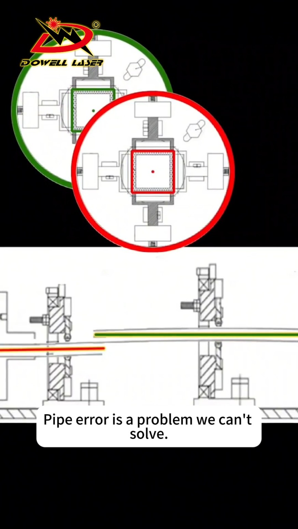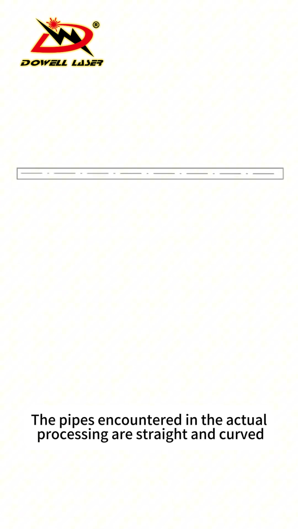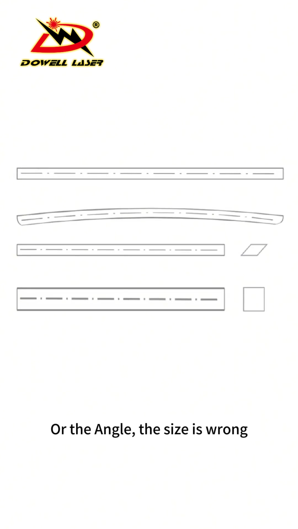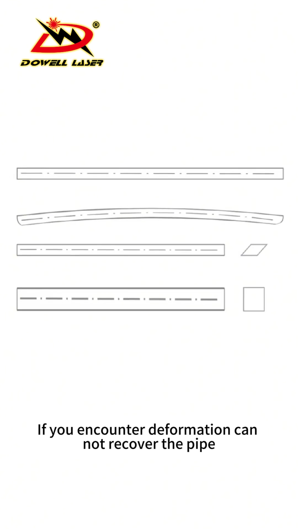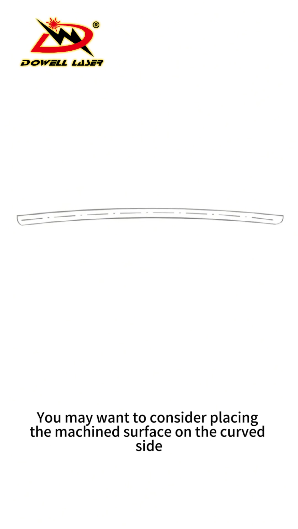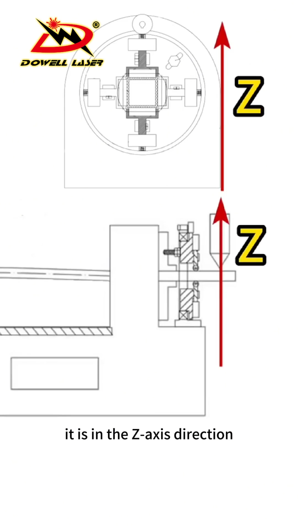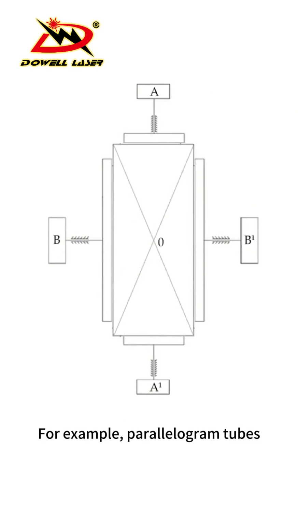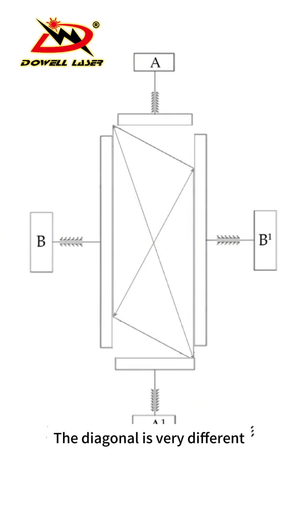Pipe error is a problem we can't solve. The pipes encountered in actual processing may be bent, or the angle or size may be wrong. If you encounter a pipe with deformation that cannot be recovered, you may want to consider placing the machined surface on the curved side. It is in the z-axis direction. Error compensation function. For example, parallelogram tubes. The diagonals are very different.